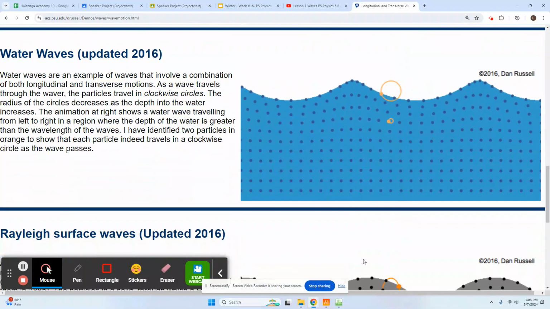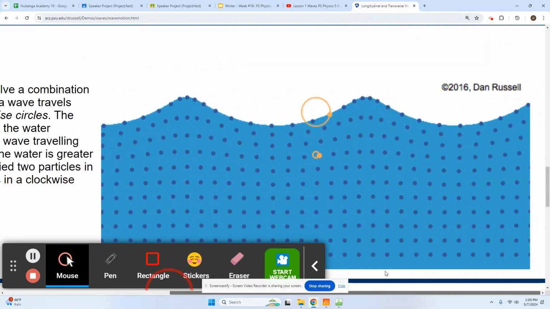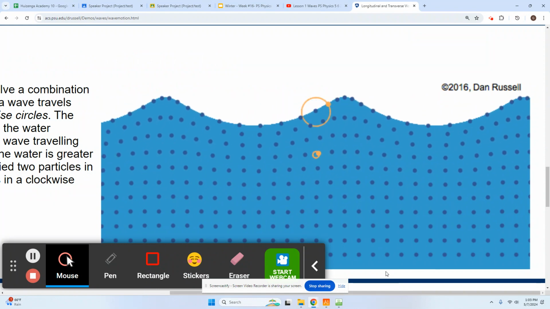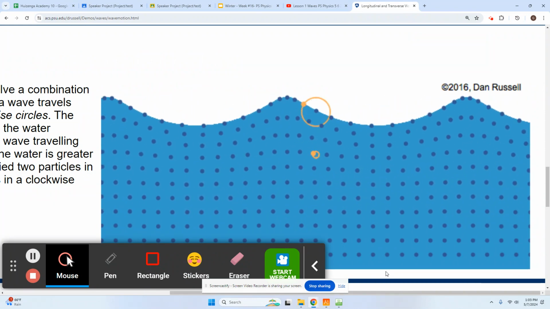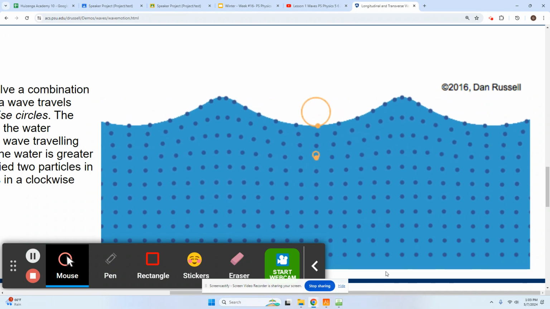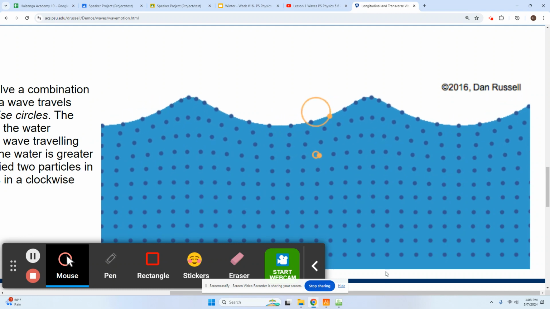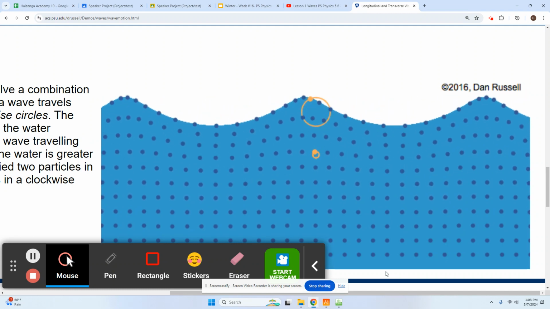So let's take a look at a water wave for a moment. For those of you that have ever been in Lake Michigan or in an ocean or something along those lines, you notice that the particles that make up the surface of the wave are neither vibrating transversely nor longitudinally. They're really a combination of them. So we would notice that it sort of looks like a circular kind of motion.